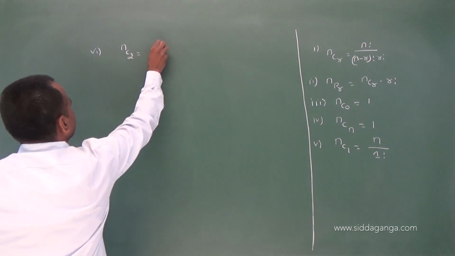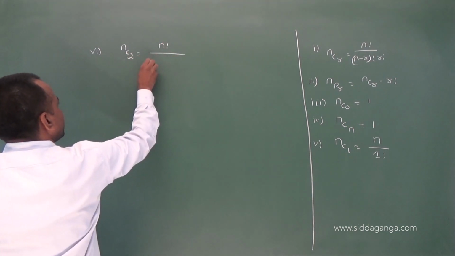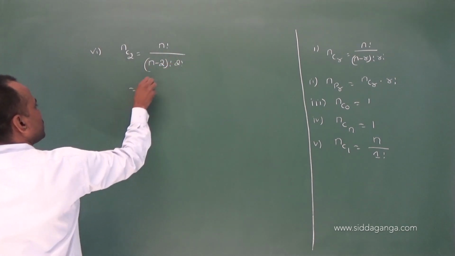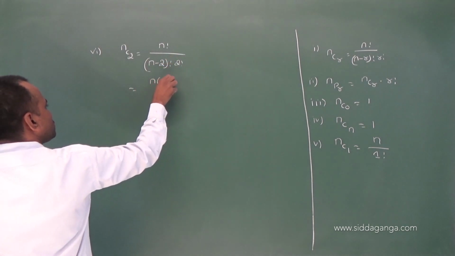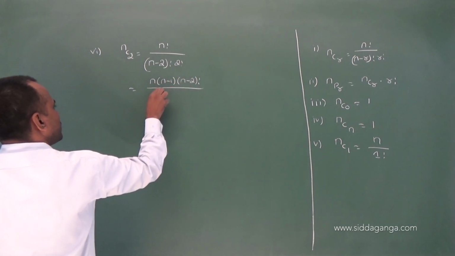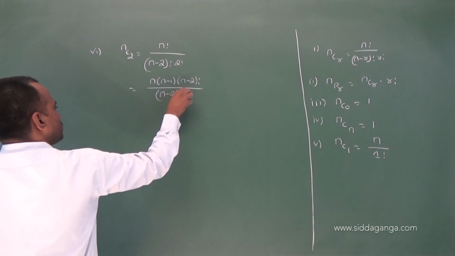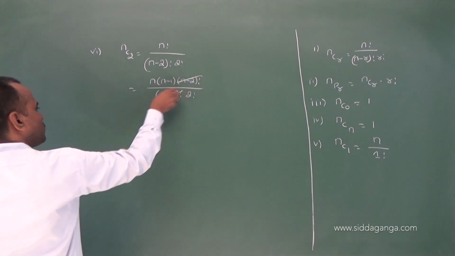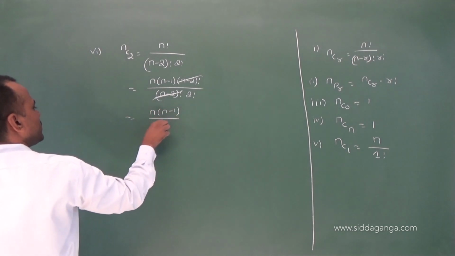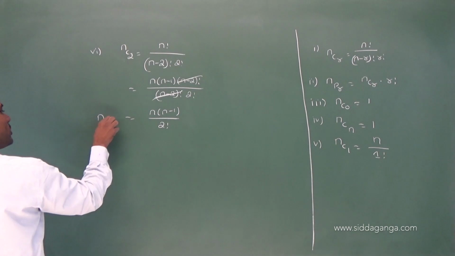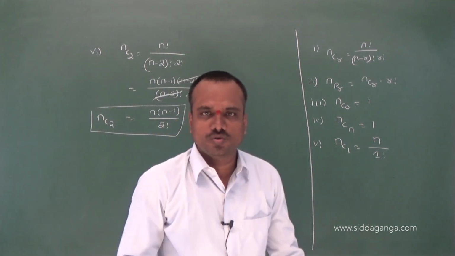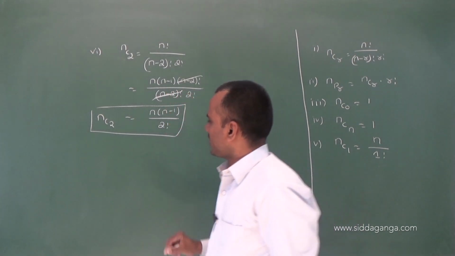Next, I think the sixth one: nC2, that I don't know. n factorial divided by (n minus 2) factorial into 2 factorial. n into (n minus 1) into (n minus 2) factorial divided by (n minus 2) factorial into 2 factorial. The (n minus 2) factorials get cancelled. n into (n minus 1) divided by 2 factorial. This is a very important result: nC2 is n into (n minus 1) divided by 2 factorial.